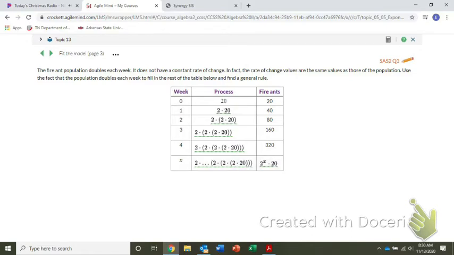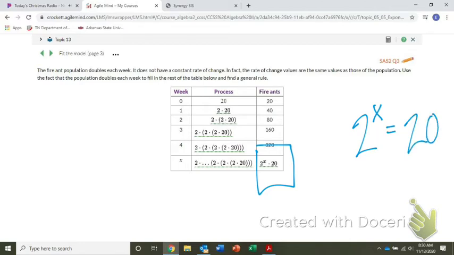Now, this turns out to be this equation. 2 to the x times 20. What kind of function is that?